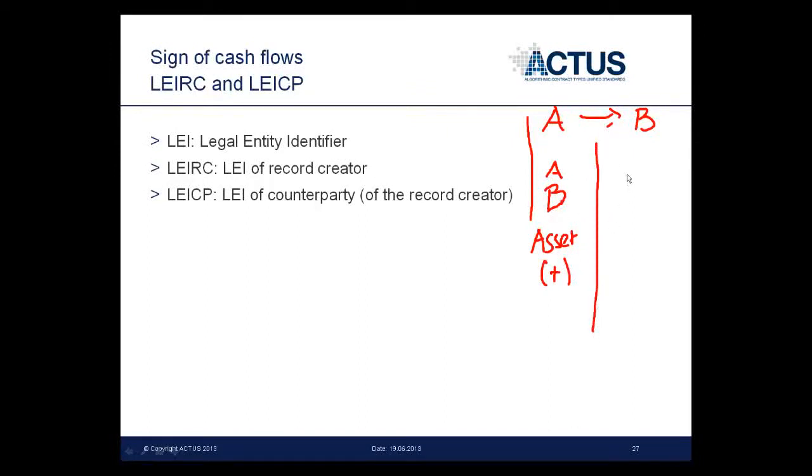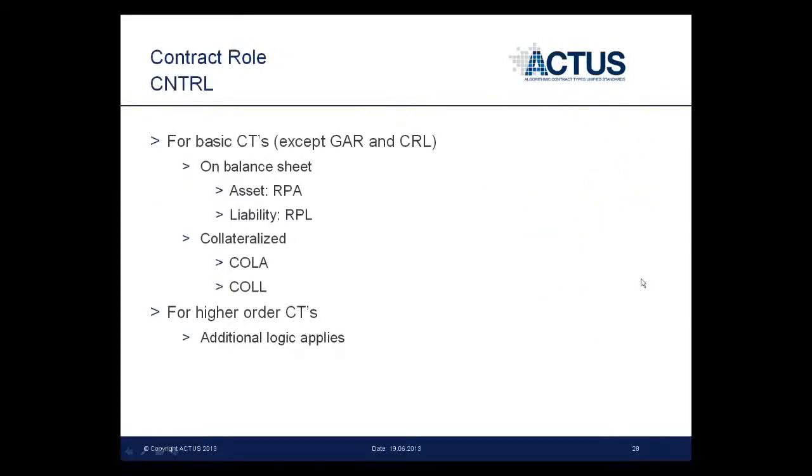B submits the same record with the following difference. They will have LEI of record creator B, and the counterparty will be A, and they will declare it a liability, or it's a negative contract. We still have to relate this problem to signs.